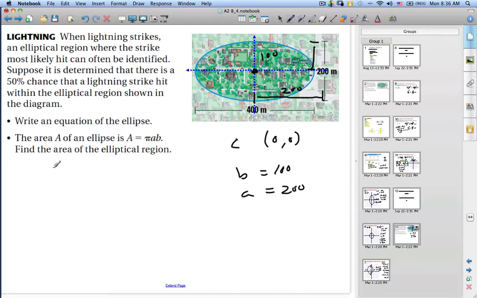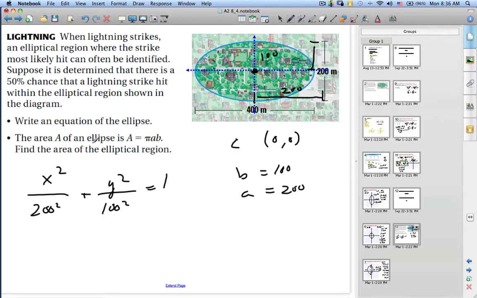If I go ahead and write the equation of my ellipse, this is horizontally oriented. I can see that for sure. I have x squared over 200 squared. The 200 goes here because it's the horizontal move. Plus y squared over 100 squared. That was the vertical move to the co-vertices, and it's going to equal 1. That's that.